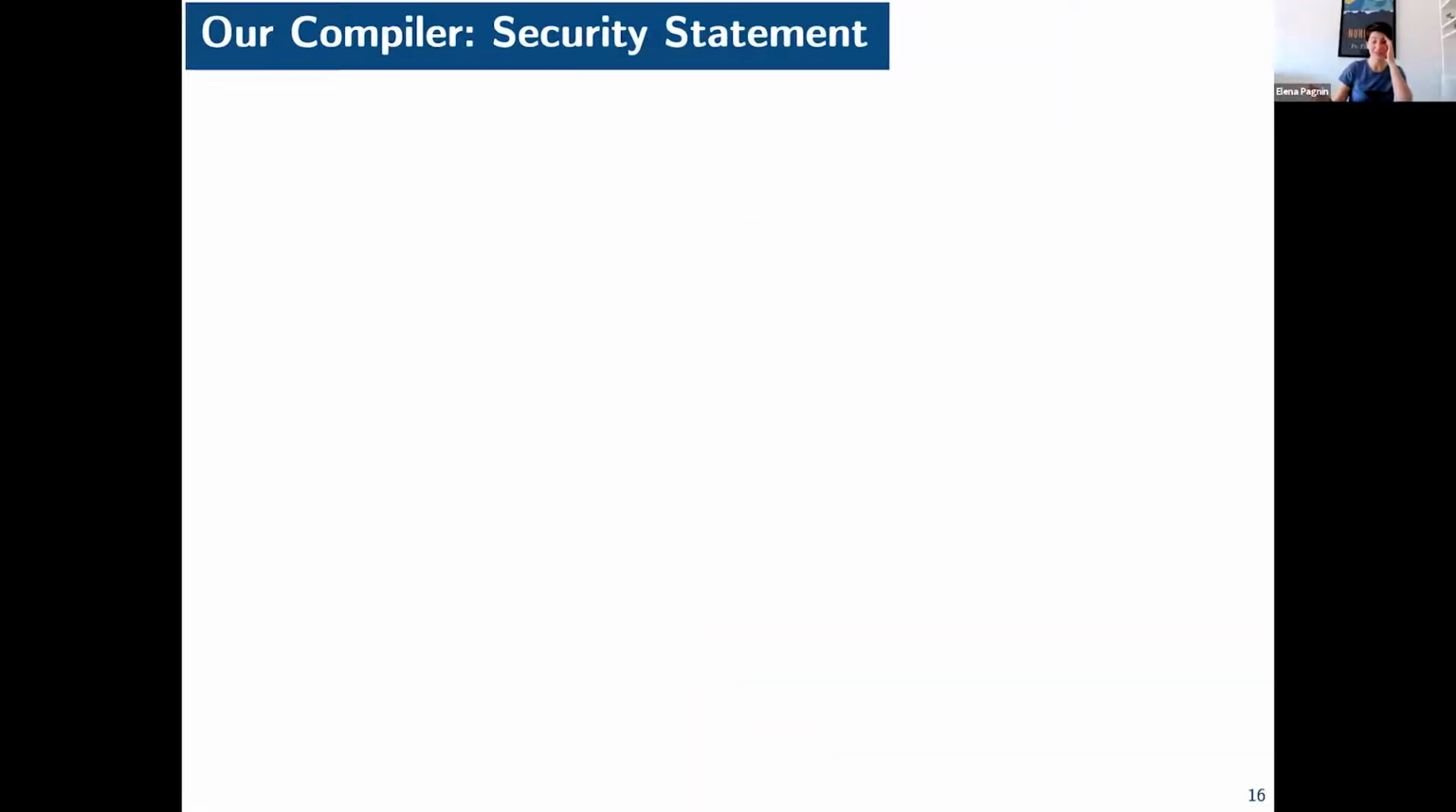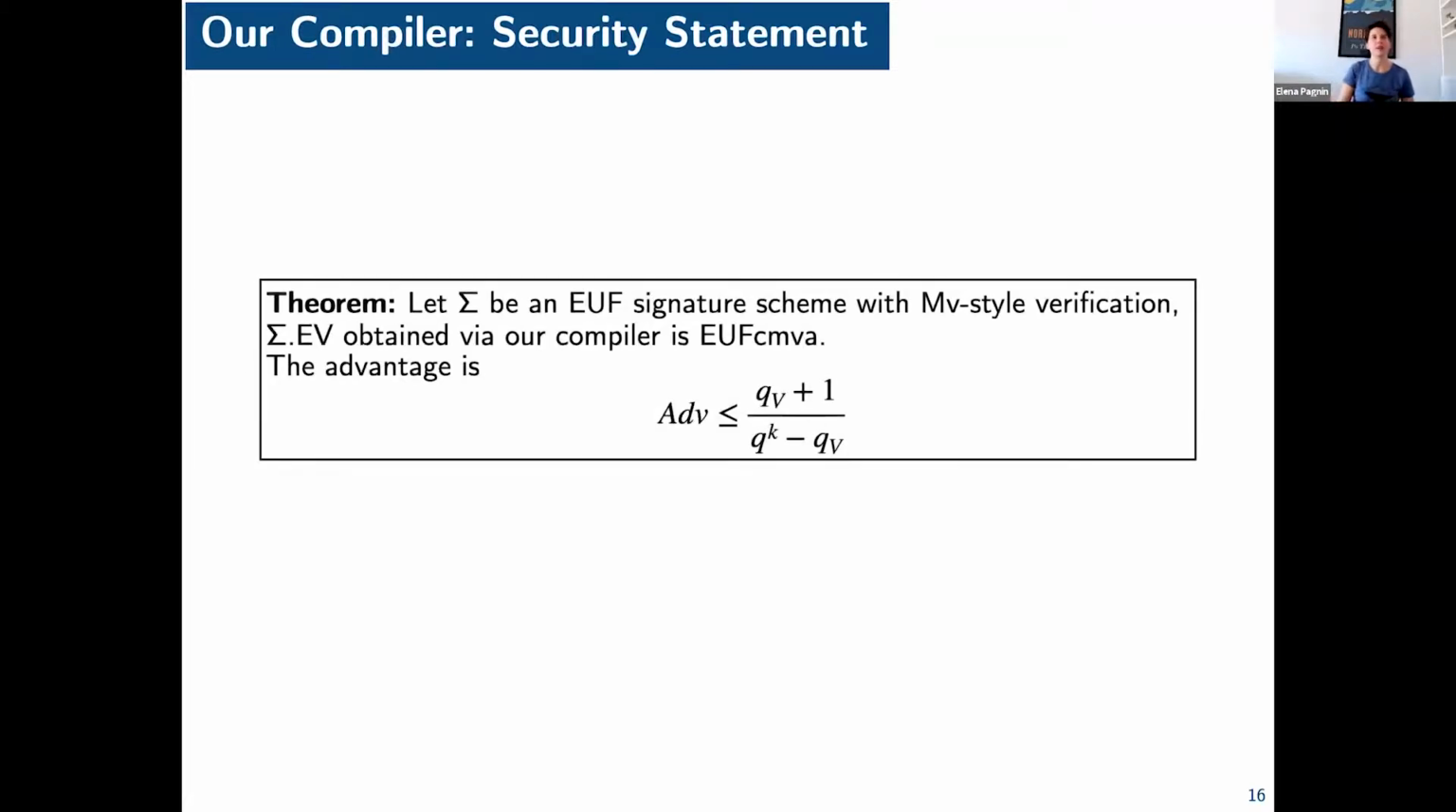Well, K depends on the security, right? And I told you the security game, but I didn't tell you how I prove security of our compiler. So here it comes. Our statement is that if you give me a signature scheme with standard verification that is existentially unforgeable, and you use our recipe, our compiler, you get a signature scheme with efficient verification that is essentially unforgeable under chosen message and efficient verification attack. And the advantage is the following.